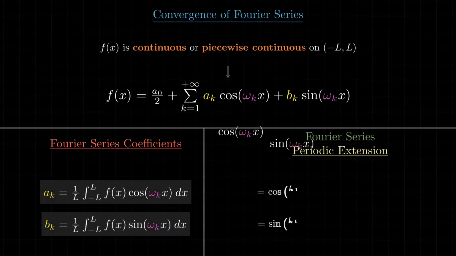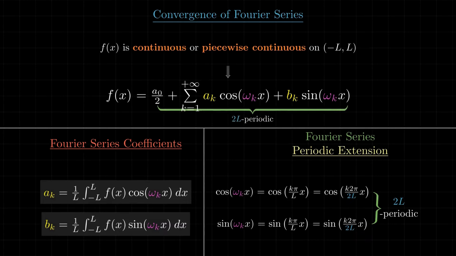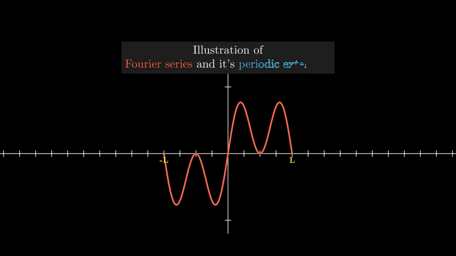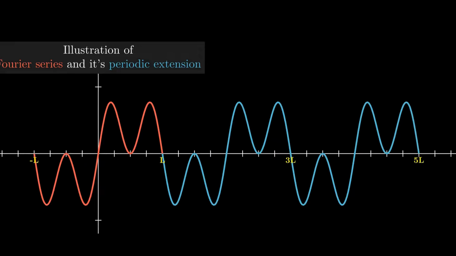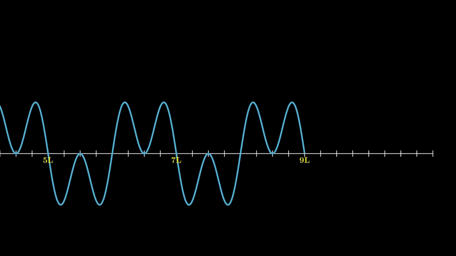We can write the inputs of cosine and sine as 2 times k times pi times x over 2L, and it immediately shows that the cosines and sines are 2L periodic. The whole series must also be 2L periodic. Thus, the Fourier series can be extended indefinitely. This is the periodic extension of the Fourier series, not the function f(x). Then we can actually extend it to infinity.